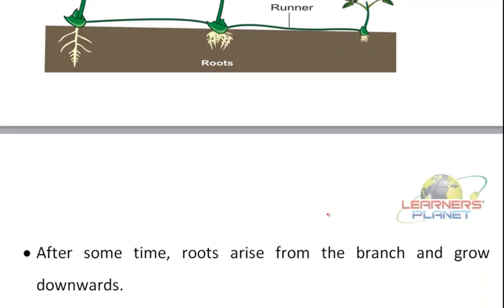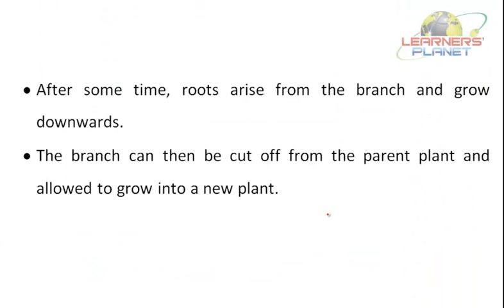So what basically happens, that after some time roots arise from the branch and they grow downwards, and the branch can then be cut off from the parent plant, and this is allowed to grow into a new plant. Right? So this is about layering.